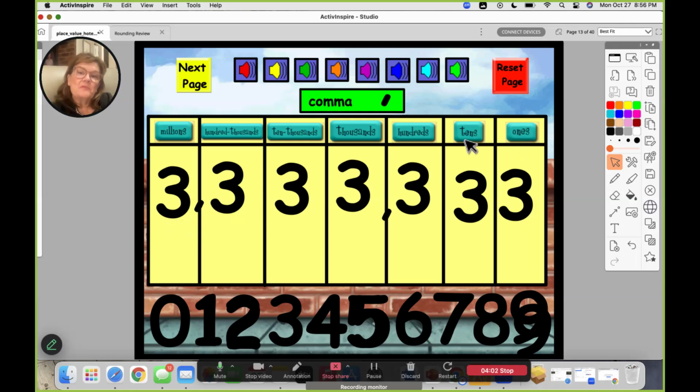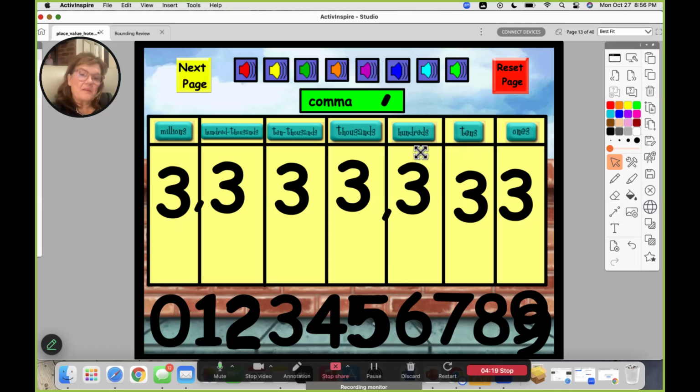Notice every time we move over a place to the left, it's 10 times greater than the place before it. So this place is worth 3. This place is worth 3 times 10, which is 30.